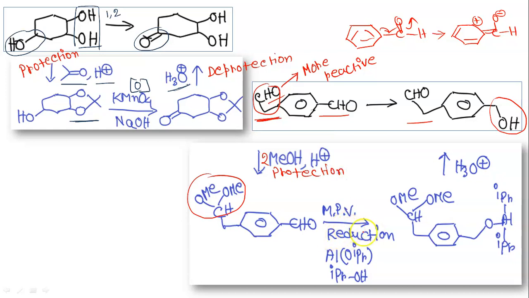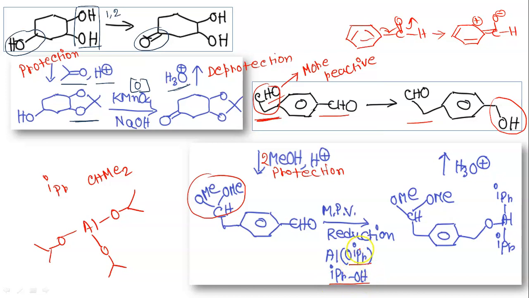Next we are using MPV reduction. This is a reduction method where aluminium isopropoxide is used. Here we have written OiPr. iPr means isopropyl, that is the CHMe2 group. So this aluminium reagent is actually Al(OCHMe2)3. In a simple way, it is written as Al(OiPr)3, and we are also using isopropanol.